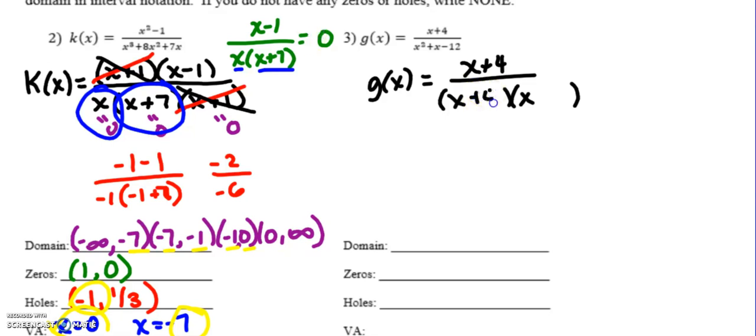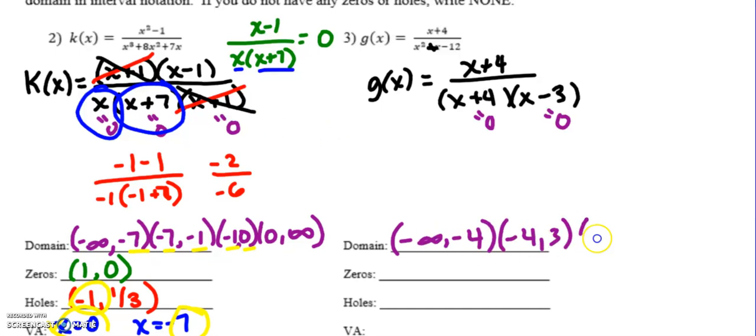And this is going to factor into positive 4 and negative 3, so that I end up with that positive middle term. So looking at this, I'm going to have problem spots when this is equal to 0 or when this is equal to 0. So I'm going to have a problem spot at negative 4 and 3. Those are going to be my 2 discontinuities, which means my domain is all the good stuff. Negative infinity to negative 4, negative 4 to 3, and then 3 to infinity.